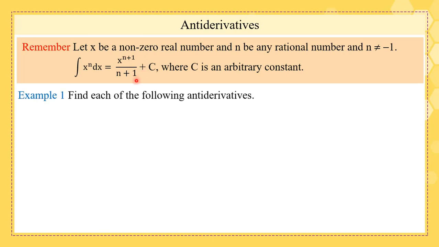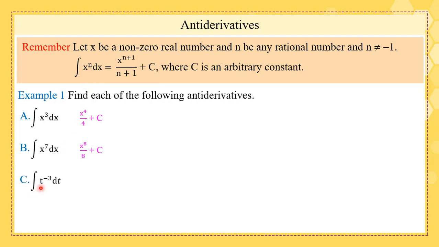Let's take some examples. We need to find each of the following antiderivatives. First, the integral of x cubed dx. This is of the form x^n dx. So we add 1 to the exponent and then we divide by the sum and we add c. This would be x^4 over 4 plus c. The integral of x^7 dx. This is x^8 over 8 plus c, applying the same property.